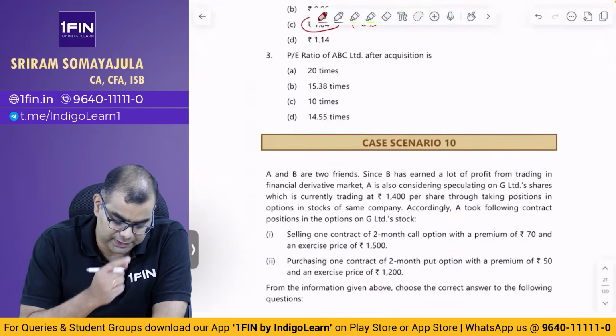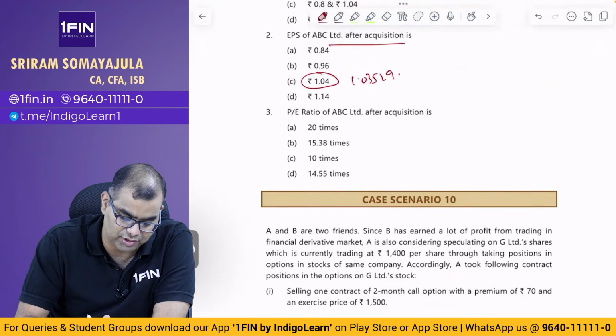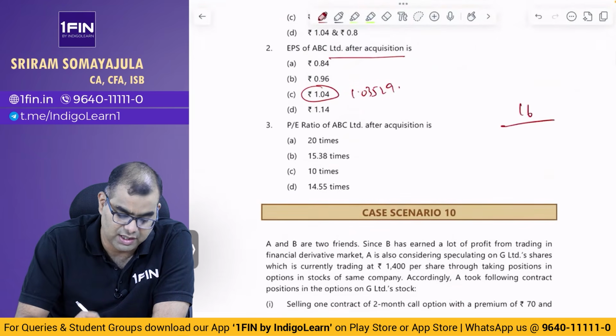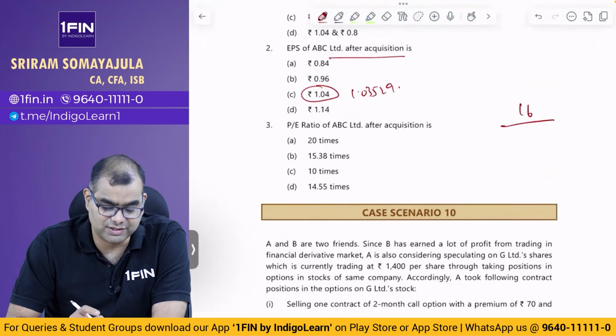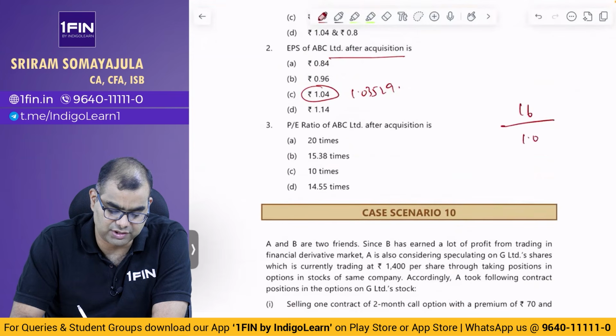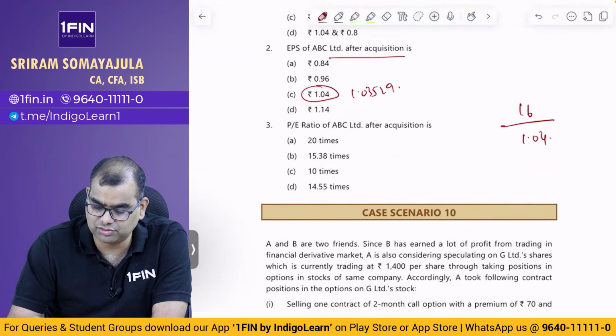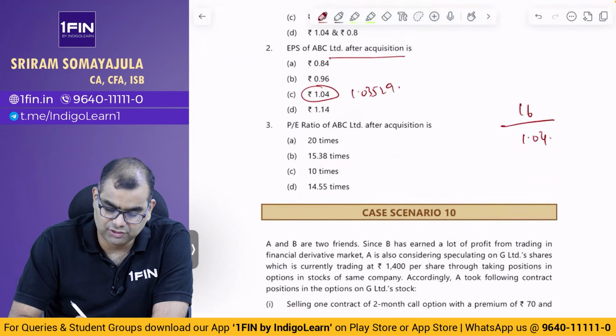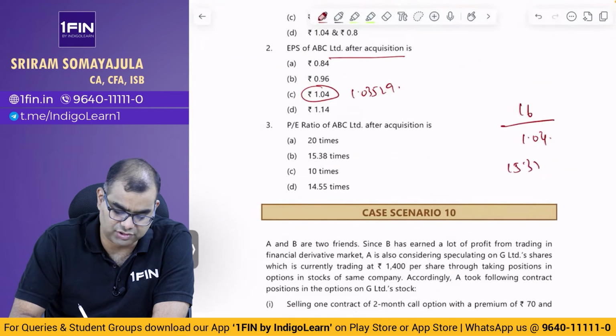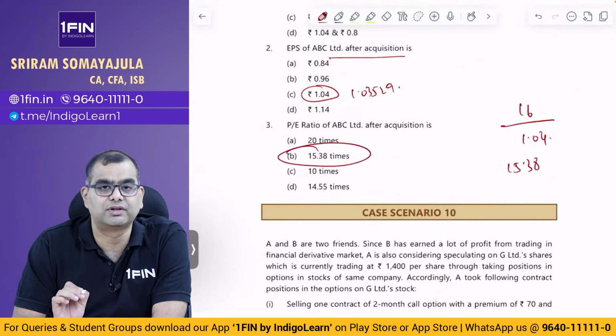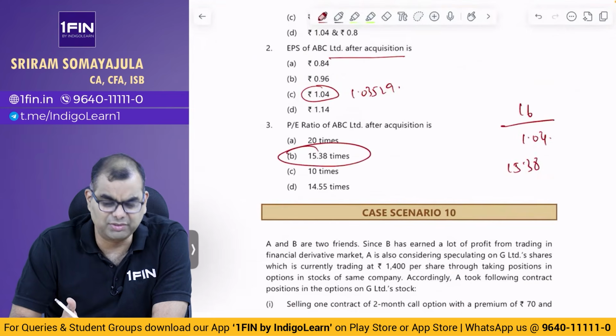Then what is the next question? P/E ratio of ABC after the acquisition. What is market price? Market price is 16 because they said that the price did not change, whereas EPS is 1.04. So 16 by 1.04. You get 15.3846, 15.38 times. This is the answer. Very simple, nothing fancy.